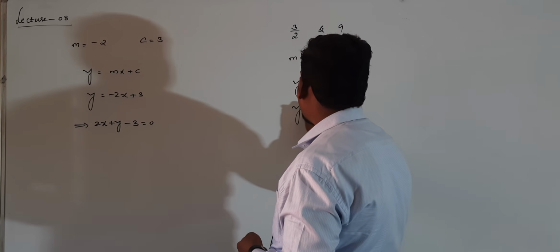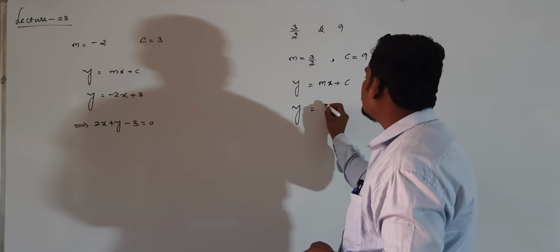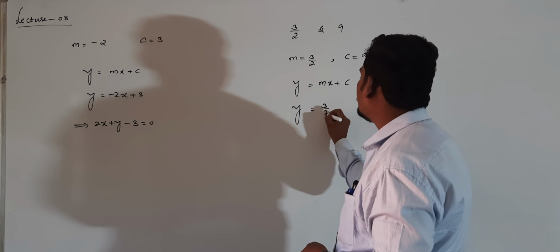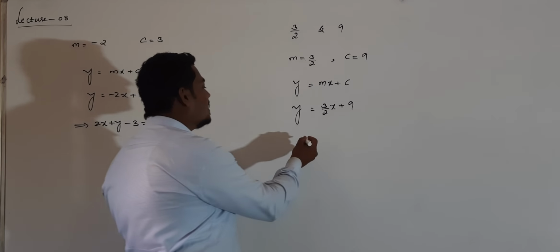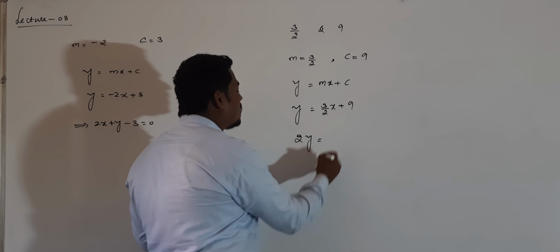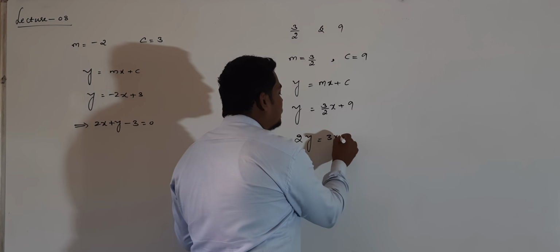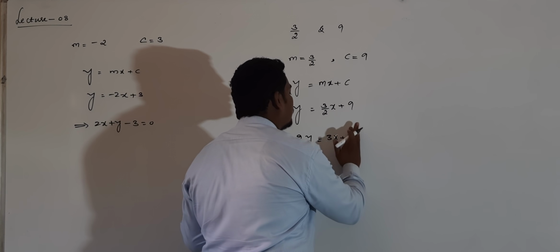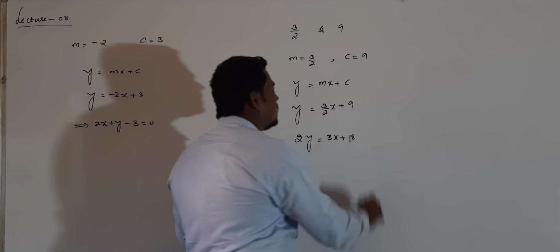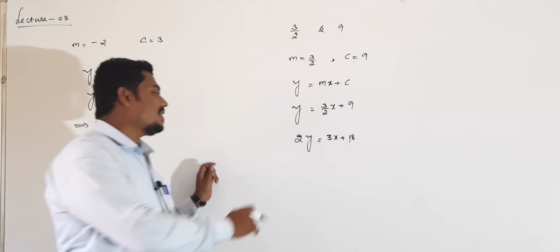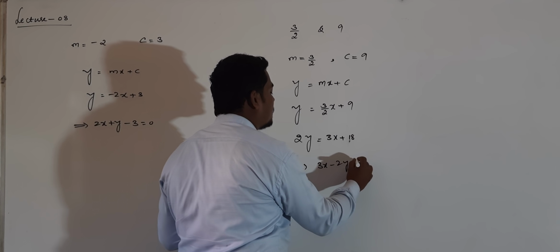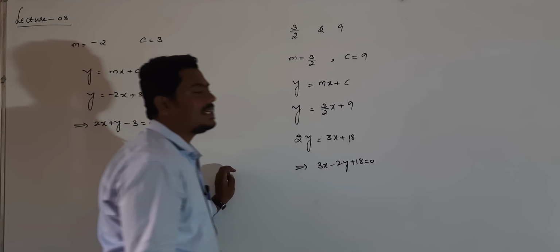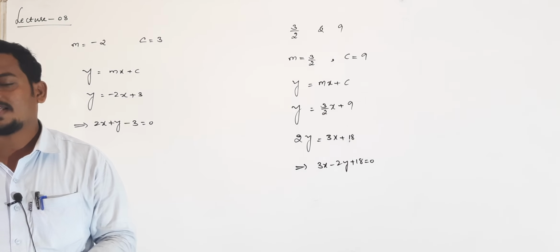Now y is equal to the m value 3/2 into x, and the c value 9, right? After that just simplification. On taking LCM it will be 2y is equal to 3x plus 18, right? After that just rearrangement: 3x minus 2y plus 18 equal to 0. This is the required equation of the straight line, right?